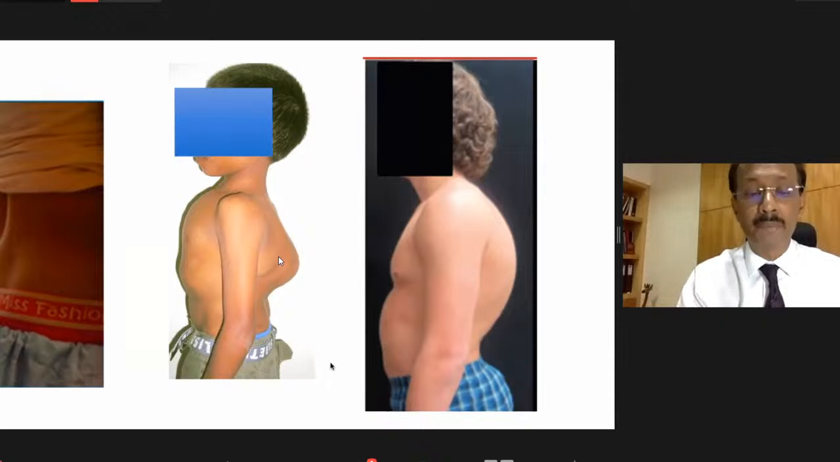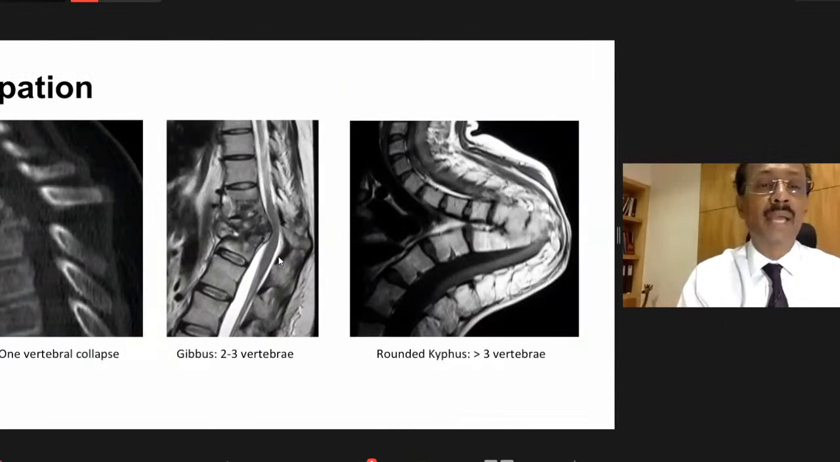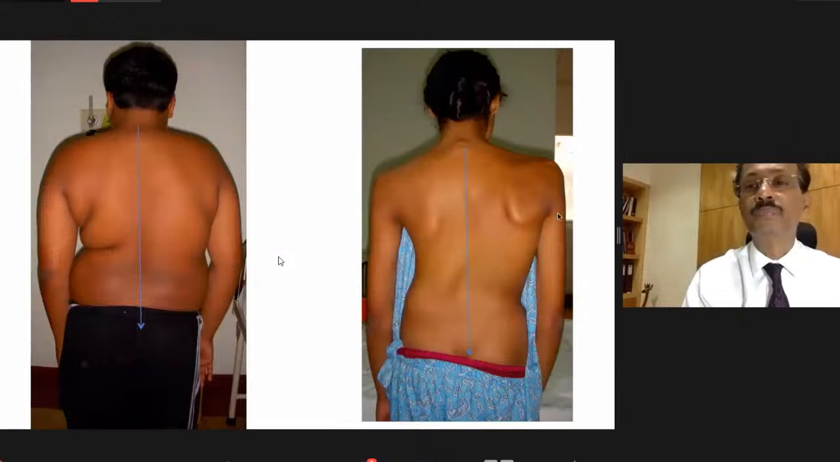The next question was, I'm just showing again in the MRI how it looks. Single vertebral collapse gives rise to a knuckle deformity. Gibbous is after 2 or 3 vertebrae, and a rounded kyphosis or a buckling collapse occurs when multiple vertebrae are involved.